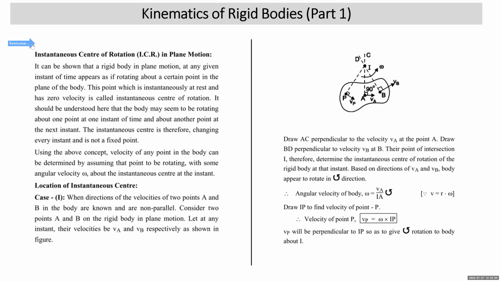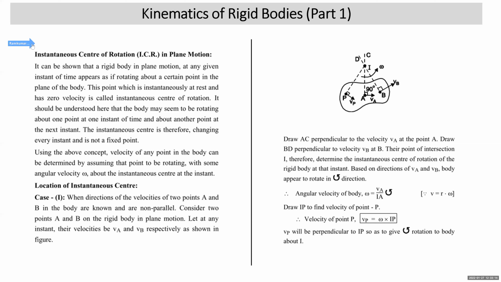Because the body is in general plane motion. So general plane motion is summation of translation and rotation. So this body does not rotate about a fixed axis. This body appears to rotate about some point at an instant. That point is called the instantaneous center of rotation. All right. And this instantaneous center of rotation is always at rest. So we also call it the instantaneous center of zero velocity.